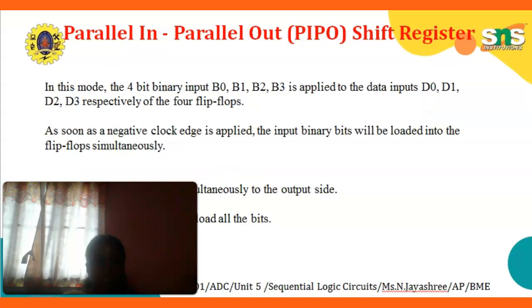In this mode, the 4-bit binary input B0, B1, B2, B3 is applied to the data inputs D0, D1, D2, D3 respectively of the 4 flip-flops. As soon as the negative clock edge is applied, the input binary bits will be loaded into the flip-flops simultaneously. The loaded bits will appear simultaneously at the output side. Only a clock pulse is essential to load all the bits.